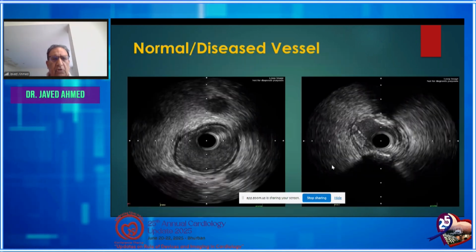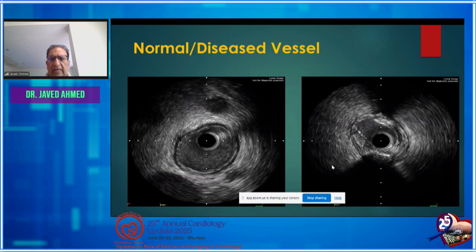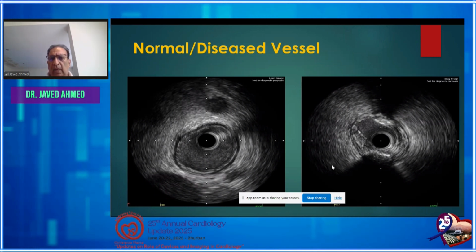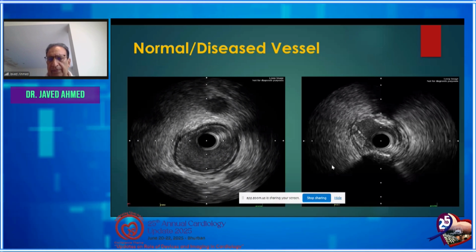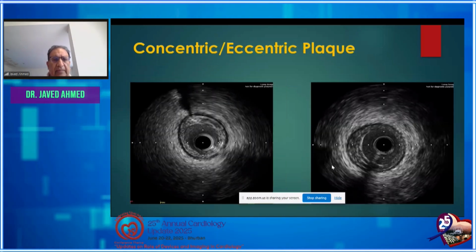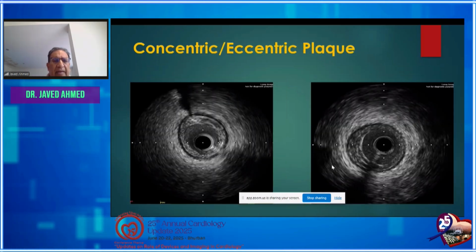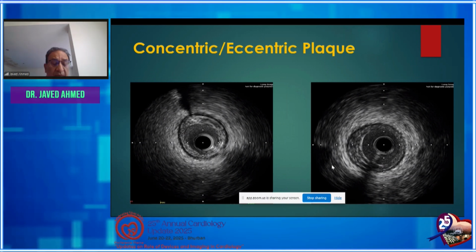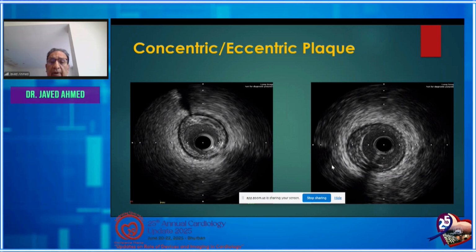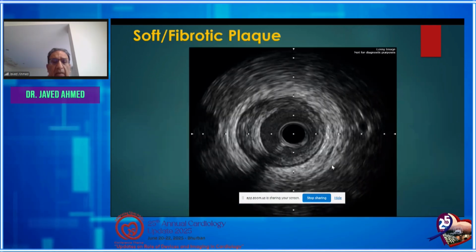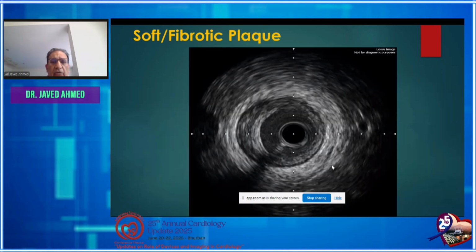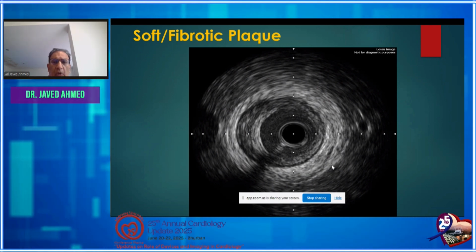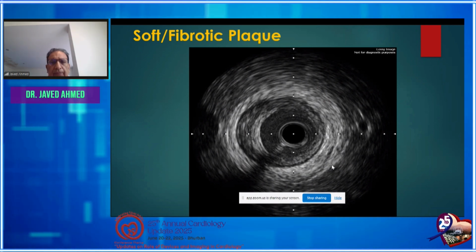And this is a picture showing a normal vessel on the left hand side and a diseased vessel on the right hand side with fibrocalcific plaque. And this is an example of a concentric plaque on the left hand side and an eccentric plaque, which is mainly on one side of the coronary artery. And this is a soft and fibrous plaque as compared to calcified plaque.